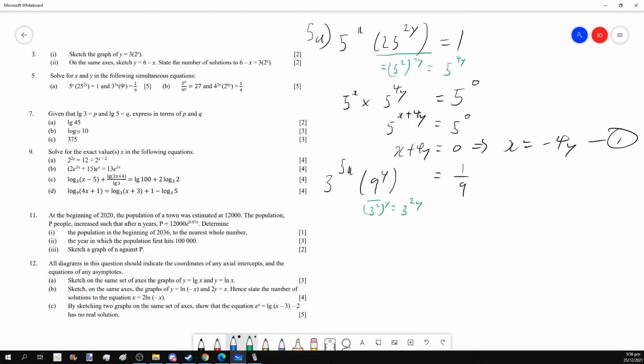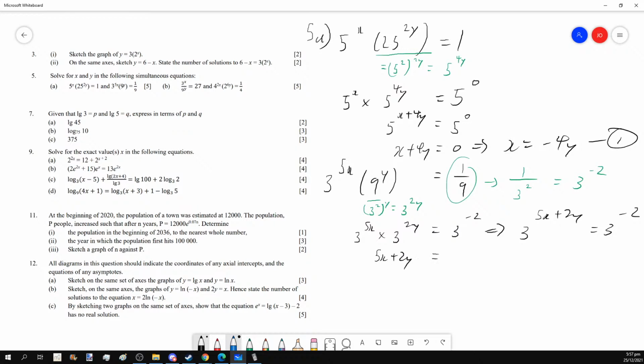In other words, 3 to the power of 2y. Over here, we have 1 over 3 to the power of 2. In other words, 3 to the power of negative 2. And hence, we have 3 to the power of 5x multiplied by 3 to the power of 2y equals 3 to the power of negative 2. This implies then 3 to the power of 5x plus 2y equals 3 to the power of negative 2. From here, of course, we will compare the powers again and get 5x plus 2y equals minus 2. We will call this equation 2.